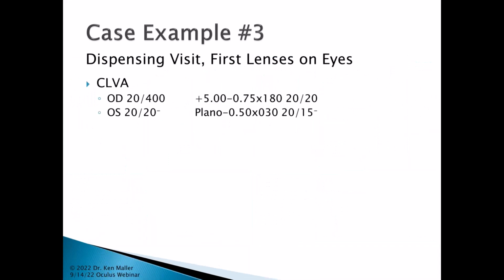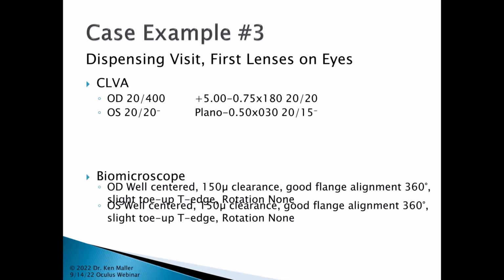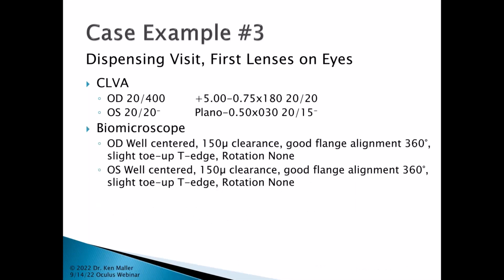So first lens is on the eye. Missed the right eye by quite a bit there, very hyperopic, but she did correct to 20/20, and the left eye hit dead on, 20/20 minus and a touch of cylinder. She got to 20/15 minus, so that looked very, very good. As far as the fit goes, 150 microns of clearance on both. The flange alignment was very good, but there was a slight toe up on the temporal edge of both of them. There was no rotation on either one.